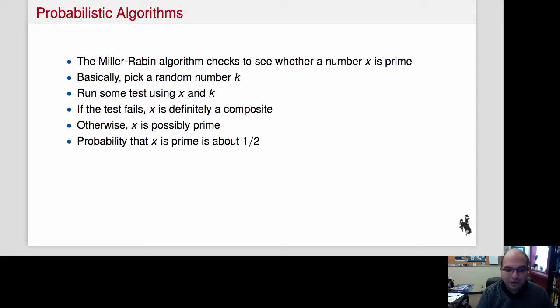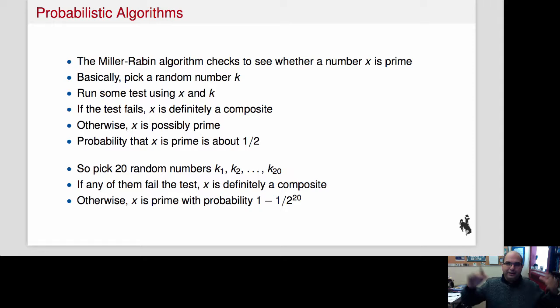Okay, so if k1 and k2 pass the test, we're going to say it's prime, right? And the probability that it's prime is actually 3/4, right? Because the probability that it isn't prime, so I made a mistake, is a half times a half, 1/4. So 1 minus a fourth is 3/4. Now what if I do it 3 times? 1/2, 1/2, 1/2. Now the probability that I'm making a mistake is 1/8, right? So the probability that I'm right if I say that it's prime is 7/8. Keep doing this. Pick 20 k's.